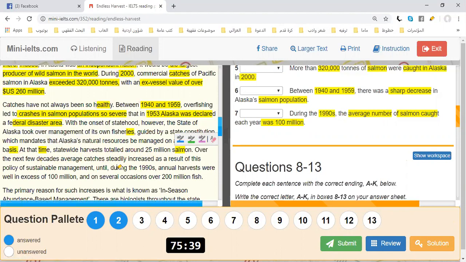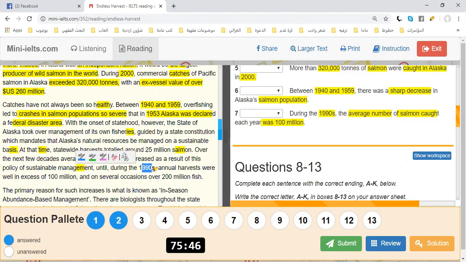At that time, statewide harvests totaled around 25 million salmon. Over the next few decades, average catches steadily increased as a result of this policy of sustainable management until during the 90s, here is the key word, the key number, the key period of time. Annual harvests were well in excess of 100 million, and on several occasions, over 200 million fish. During the 1990s, the average number of salmon caught each year was 100 million. Was it 100 million?